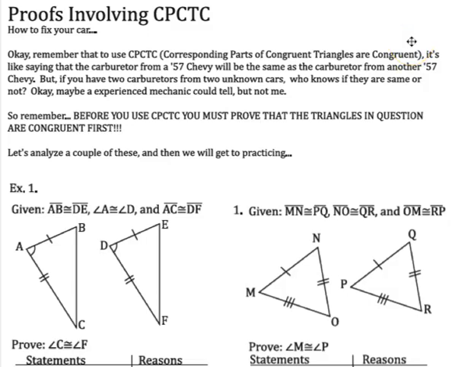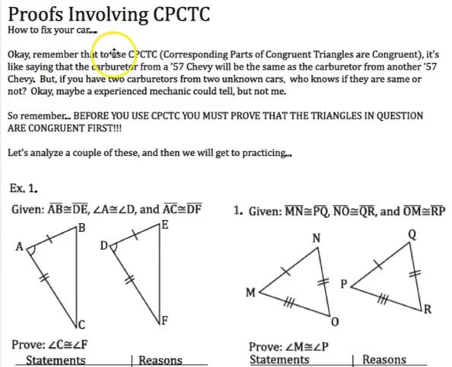Alright, let's talk about proofs involving CPCTC. And that's just a really fancy way of saying corresponding parts of congruent triangles are congruent. And that's a lot to remember and a lot to write, so they usually abbreviate it CPCTC. Say it 50,000 times fast.